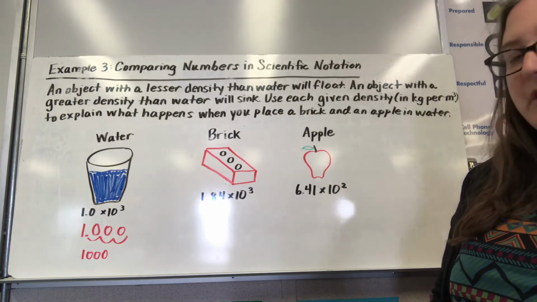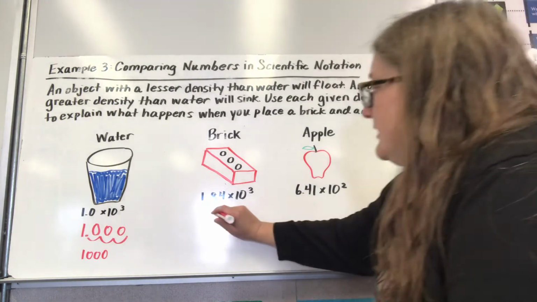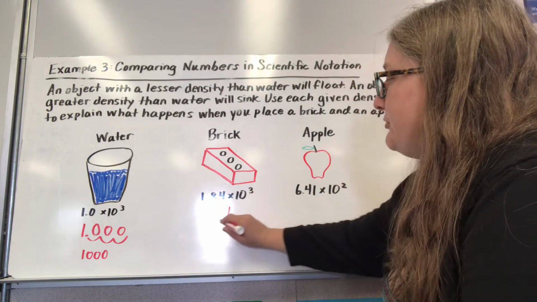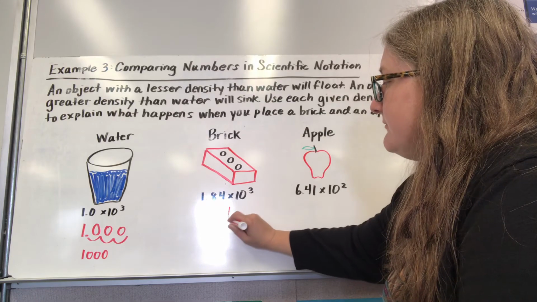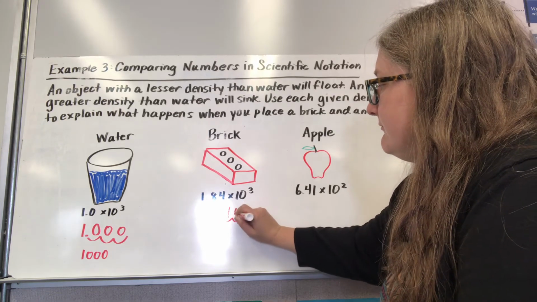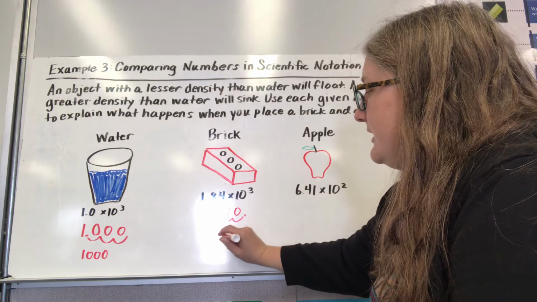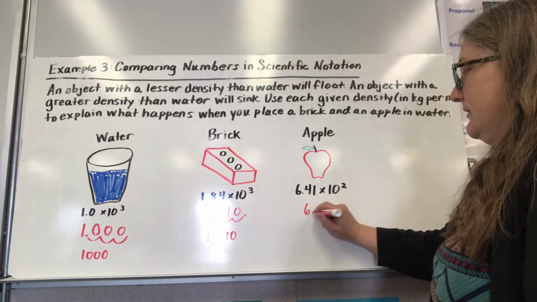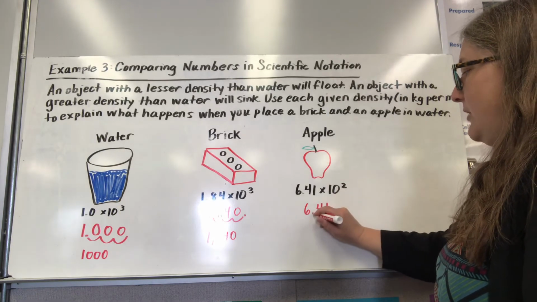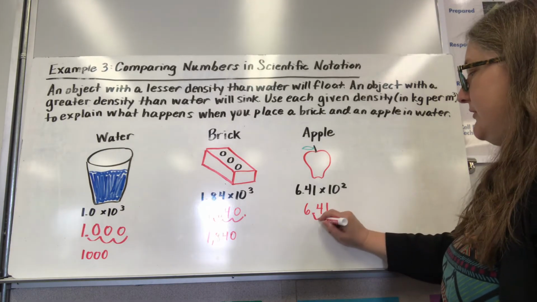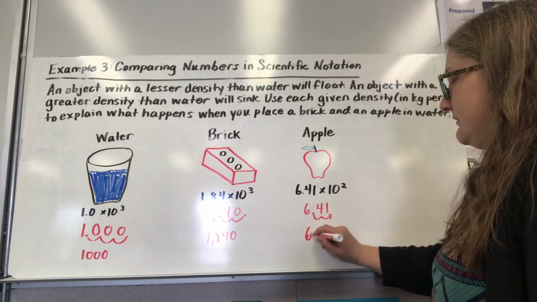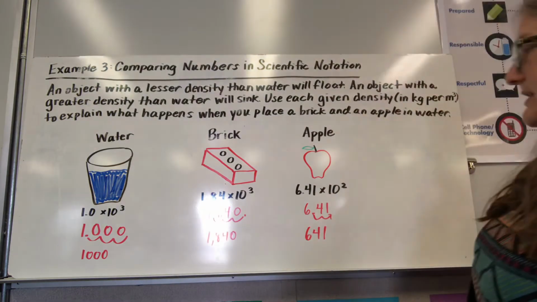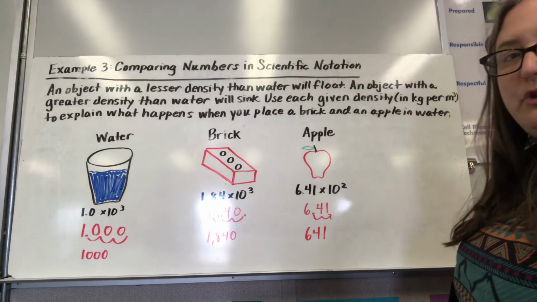Now I'm going to do the same thing for the brick. For my brick, my factor was 1.84, and I'm also going to move my decimal 3 spots, this time to the right. So I get 1,840. The apple's factor is 6.41. My exponent is 2, I'm going to move it 2 to the right. So I get 641. So the water has a density of 1,000 kilograms per cubic meter.